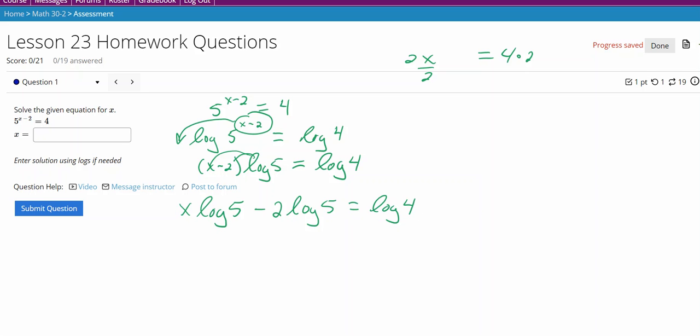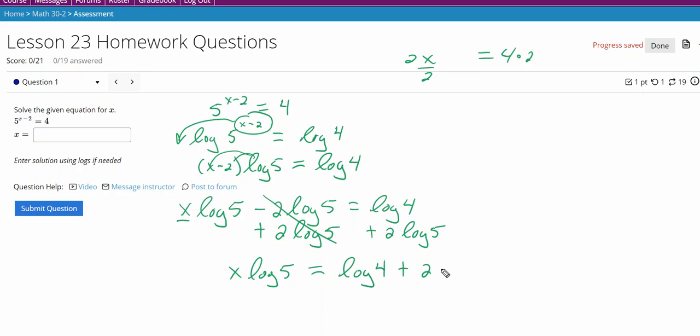All right, so almost there, right? We just need to get x on its own. So again, remember, this is just a number, so we're going to handle it like it's a number, right? So what we're going to do is we're just going to add 2 log 5 to both sides. So we'll add those, so plus 2 log 5 on both sides. So now what we have left is x log 5 is equal to log 4 plus 2 log 5.